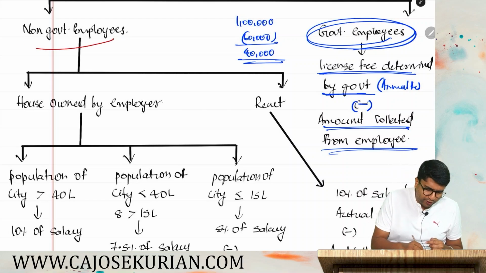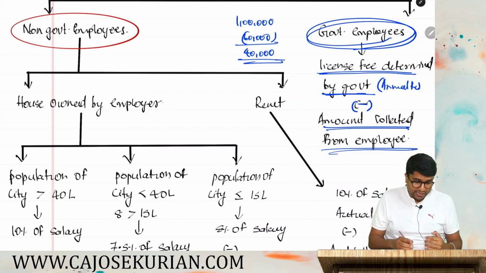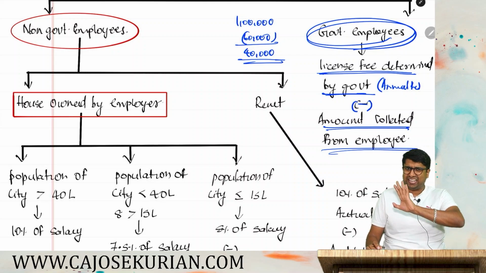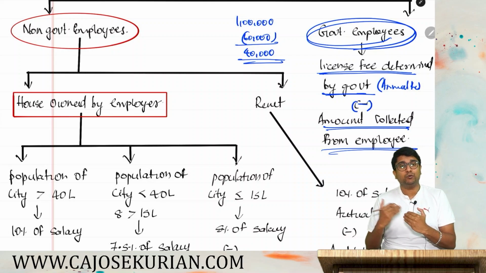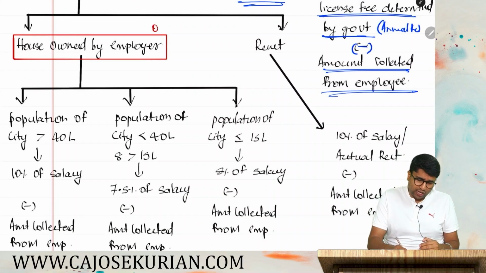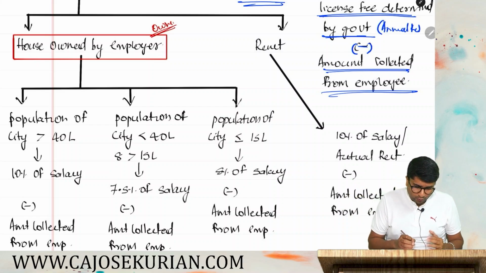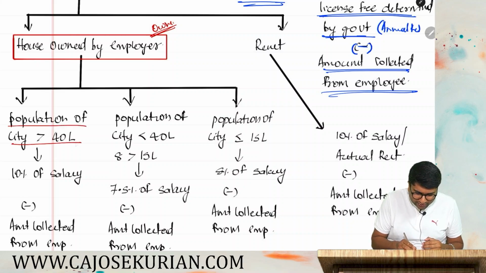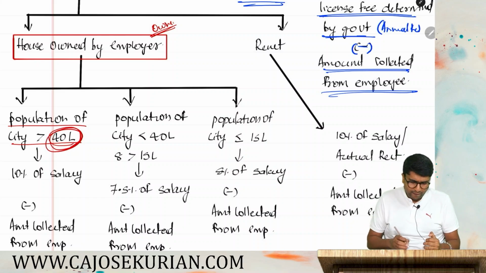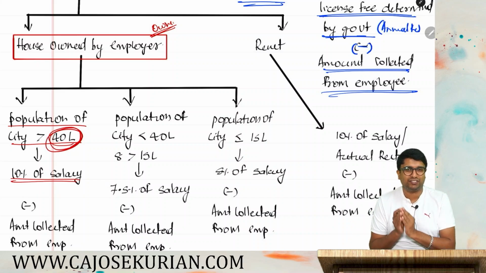And tell me friends, what if you are a non-government employee? Say you are a private company employee and your employer gives you a house and the house is owned by the employer, then how do you value that respective perquisite? Nothing shall be exempted, it is fully taxable, but you should know how to value the perquisite. So if the employer owns a house and that respective house is given to the employee without any rent, then you need to check the population of the city where the house is situated. If the population of the city where the house is situated is more than 40 lakhs, then you have to value 10% of the salary as the perquisite valuation, which is taxable in the hands of the employee.